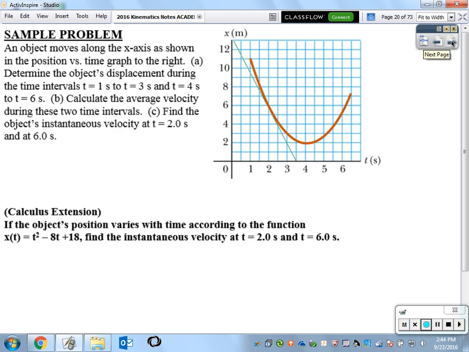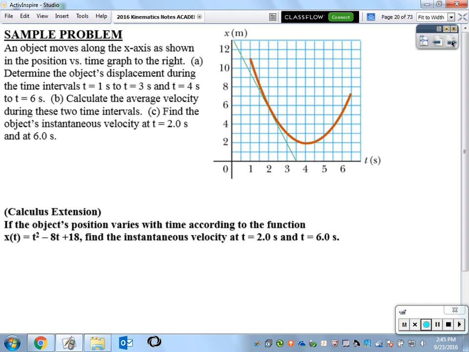Okay, so let's go ahead and put this to practice. Okay, so here we go. Simple problem. An object moved along the x-axis as shown in the position versus time graph to the right. We're going to determine the object's displacement from 1 to 3 seconds and from 4 to 6 seconds. Then we're going to find the average velocity during those two time intervals. And then we're going to find the object's instantaneous velocity at 2 seconds and at 6 seconds. Don't worry about the calculus extension at the bottom, even though it's important. Leave some space down there, but we'll solve everything else out to the side.